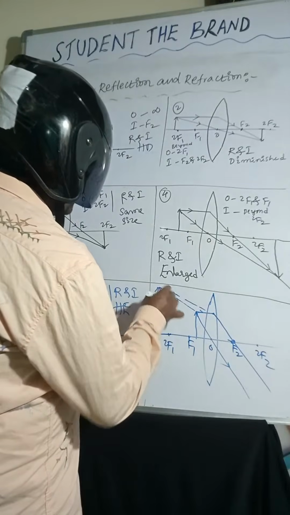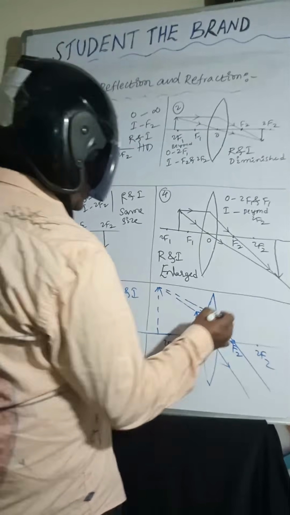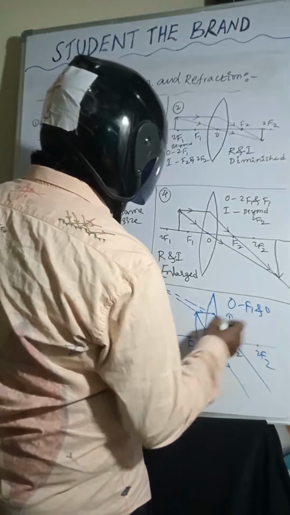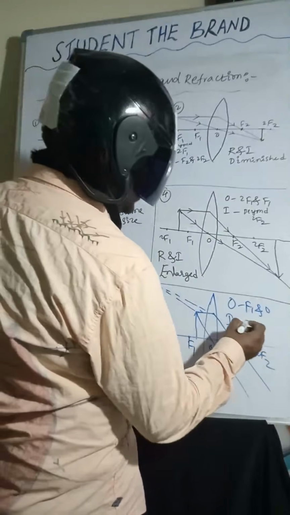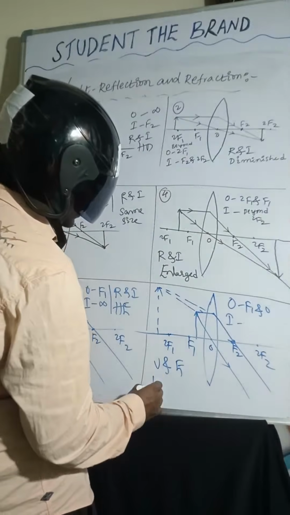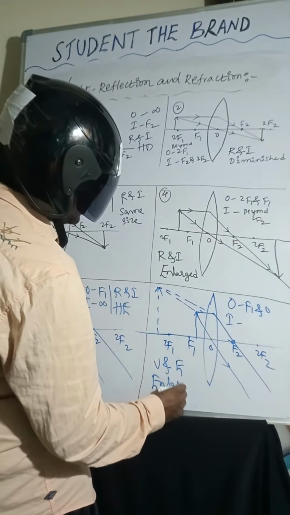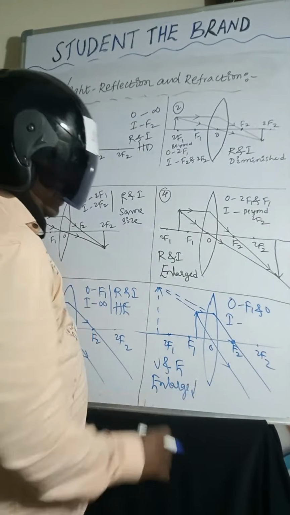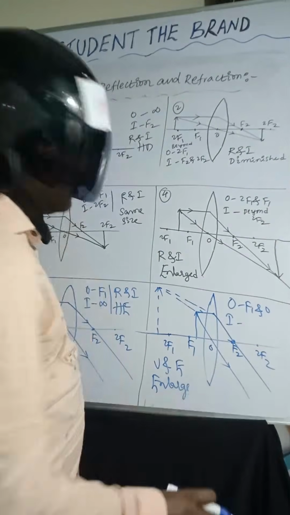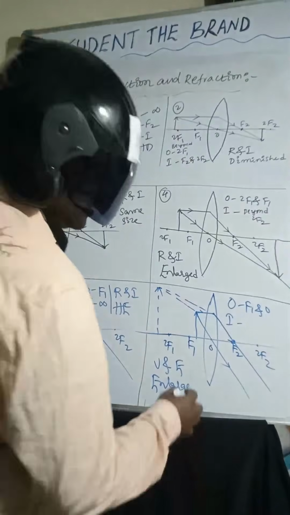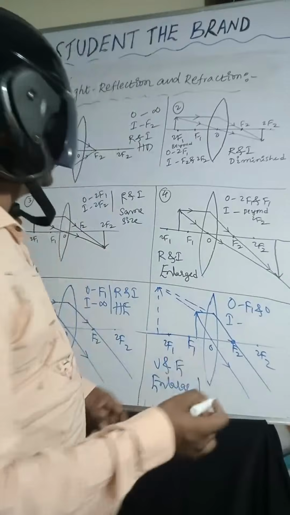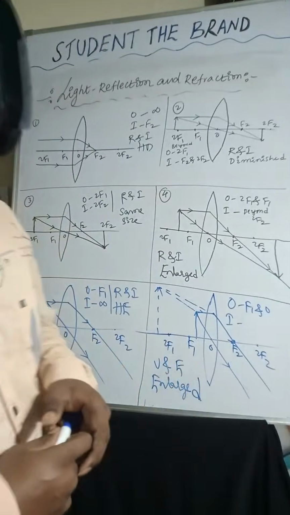So the object is placed between F1 and O. Image will form on the same side of the object. Nature of the image is virtual, erect and enlarged. So this is about convex lens. Now we will discuss concave lens.